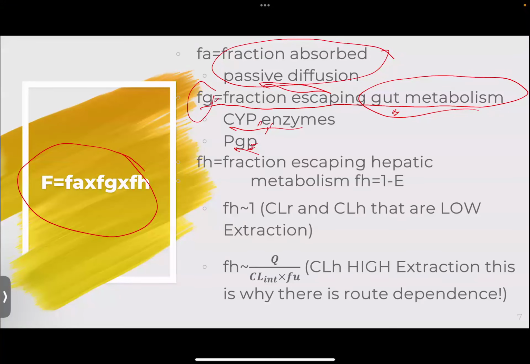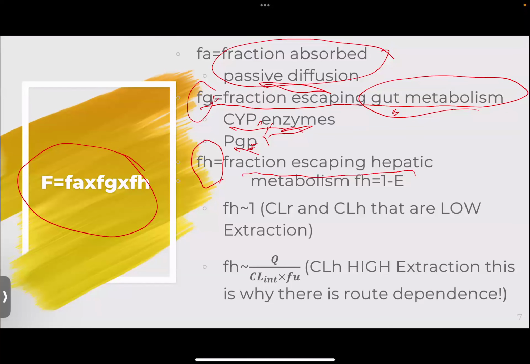And these two things are limited in number. So there can be love triangles and drug interactions with all those things, right? Drug and food interactions. Grapefruit juice is one with the CYP enzymes. FH, and then it goes to the liver, then it has to make it past the hepatic enzymes.